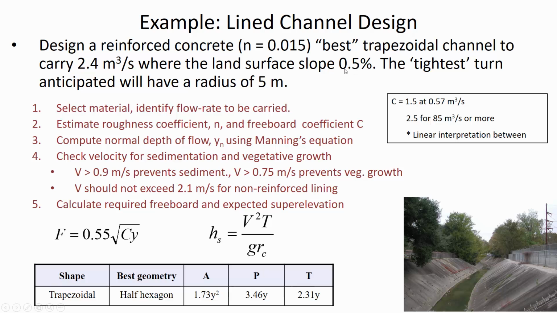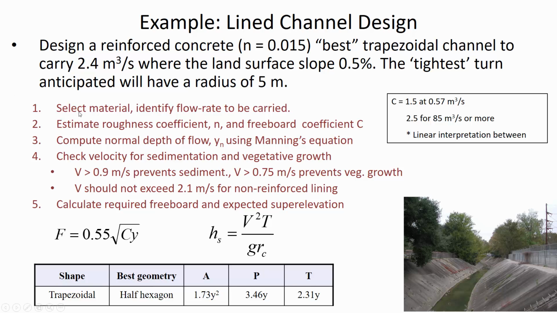Okay, so the slope is given, and then we're going to have to check on the superelevation height at the end. The turn radius here is given as 5 meters. So you'll use that as the R_c, the radius of curvature, when we solve this channel. So the steps are numbered.